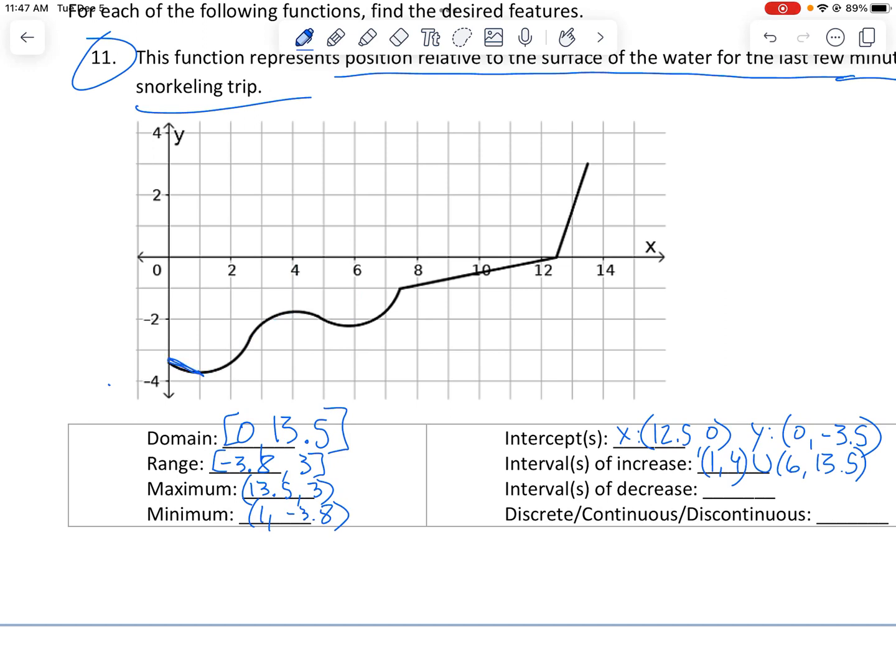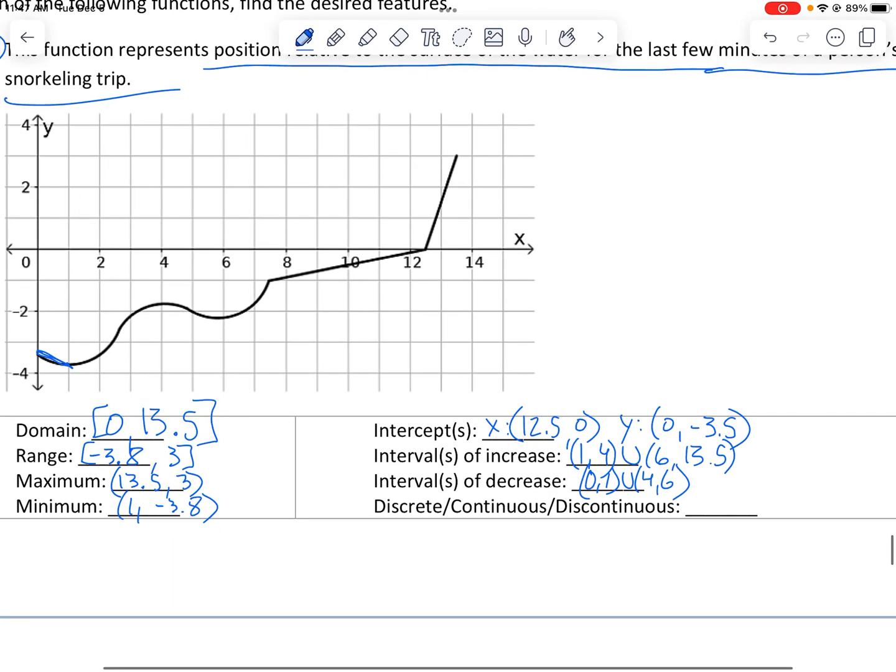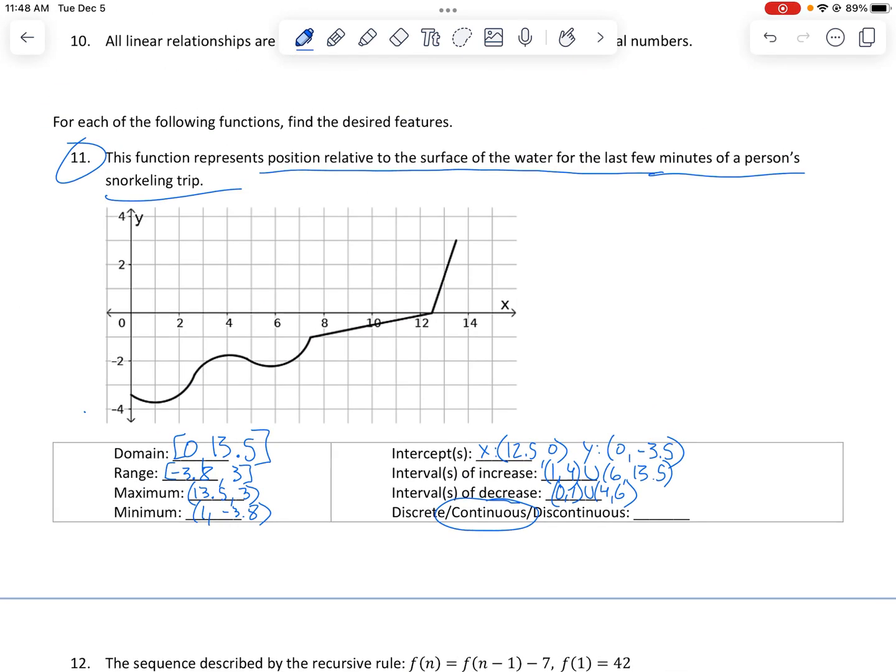So there we go. We do have 2 intervals where it's decreasing. So it's decreasing right here. So that goes between 0 and 1. And then it decreases from 4 to 6. So 0 to 1. Put a U there. And then 4 to 6. All that stuff. And the last one, is it discrete, continuous, or discontinuous? It is continuous. It's all connected. There's no breaks here. So that means it's going to be continuous. So yeah, that's what's going on in this section.